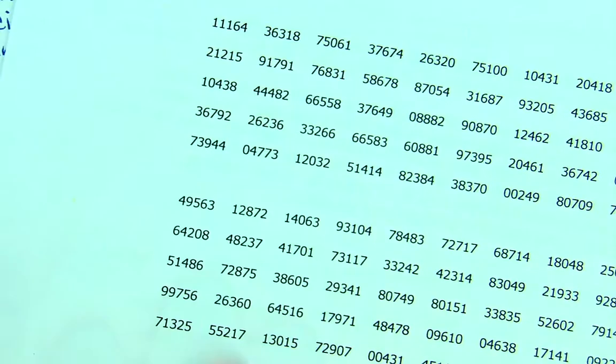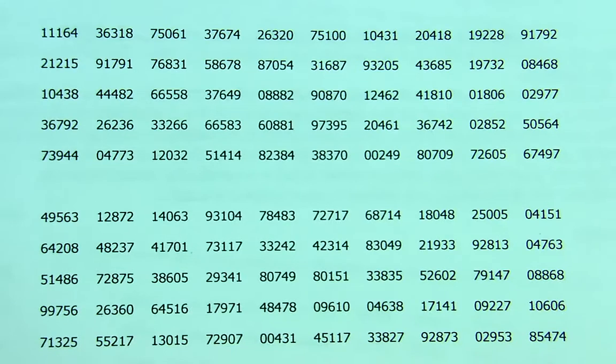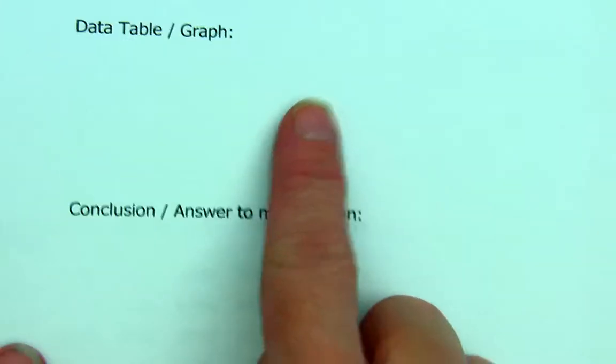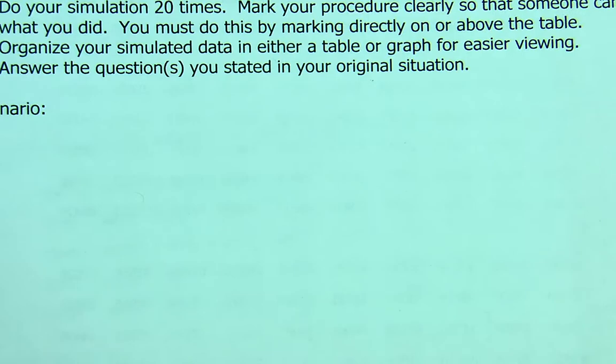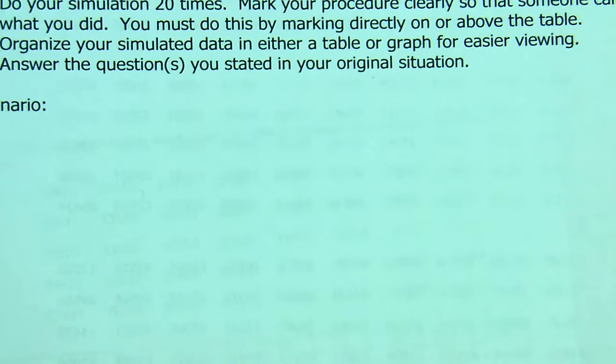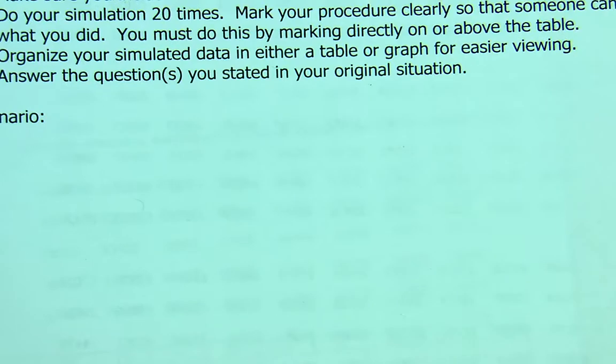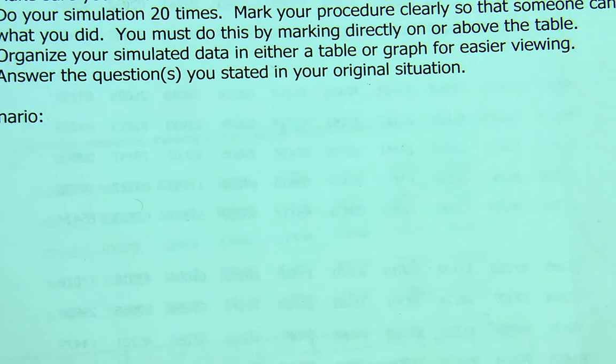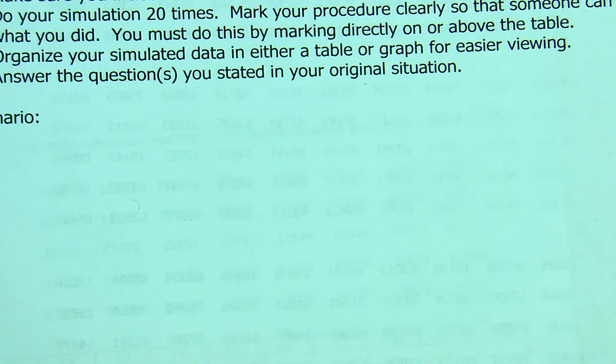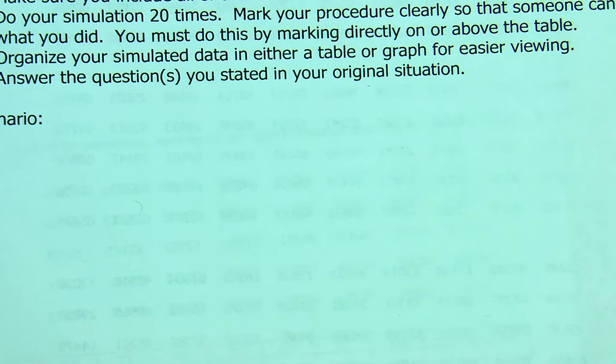On the back, I gave you a random number table that you can use to run your simulation, and then record your data and give a conclusion. Okay? So you're going to create your situation. Basically, you are writing a problem about simulation, and then you're solving it. Okay? This will count as your quiz grade for simulation. So basically, you get a take-home quiz over simulations where you get to make up the problem.